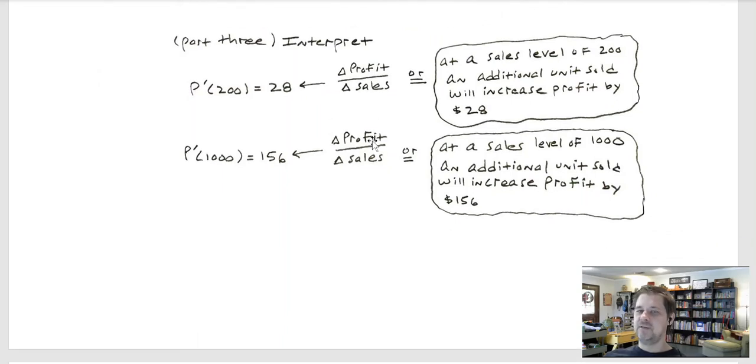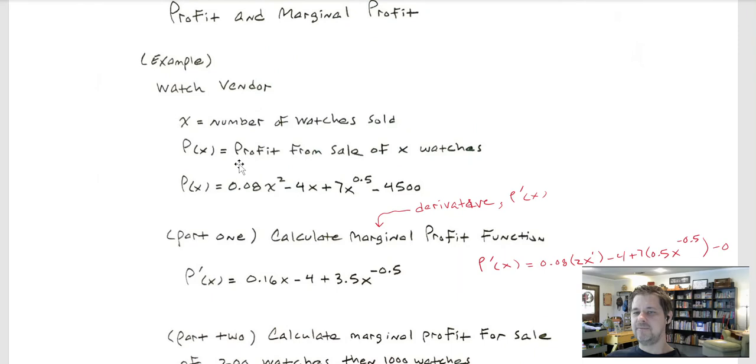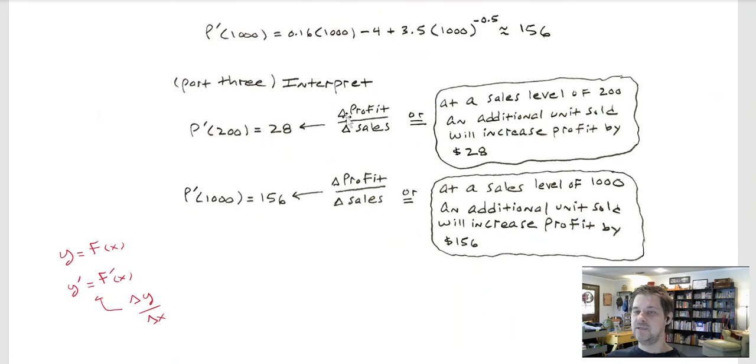Now, if in general y is equal to a function of x, then the derivative y prime or f prime of x tells you the change in y over the change in x, just in general for any derivative. So for my marginal profit function, being the derivative of my profit as a function of sales, units sold, this would be the change in profit over the change in sales, okay? So, all right, let's interpret that. 28 is the change in profit over the change in sales.